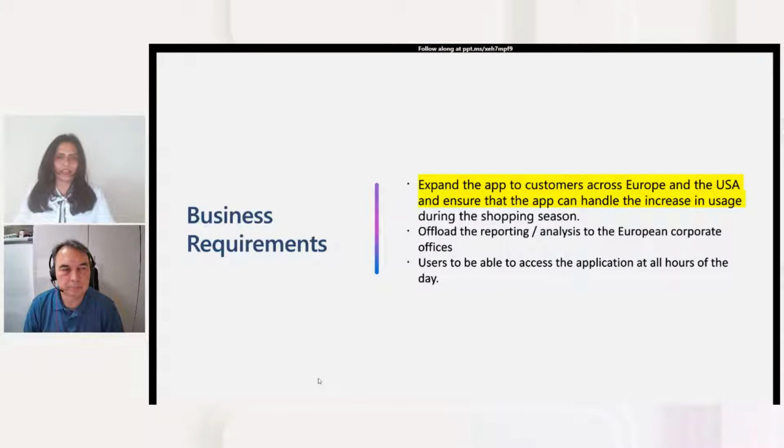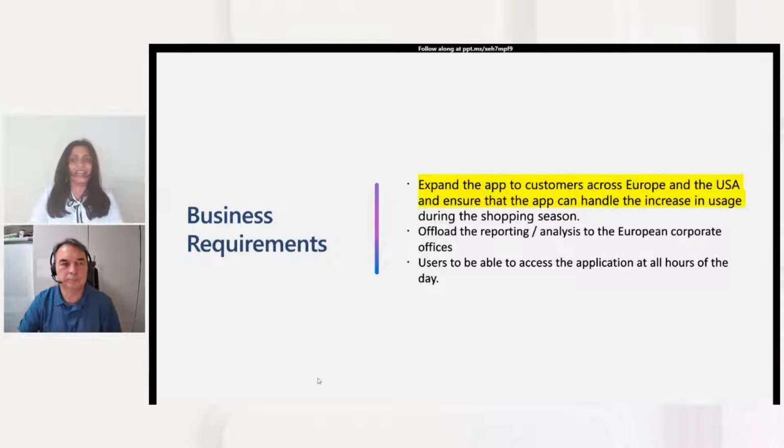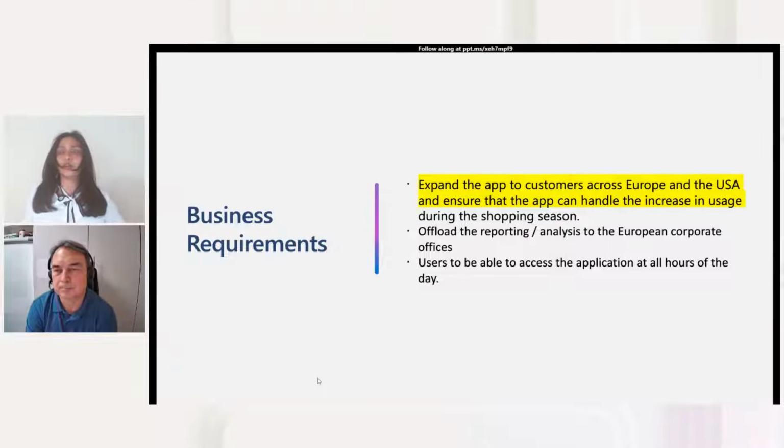The requirements that they have are the ability to expand the app to customers across Europe and the USA. They want the app to handle any increase in usage, especially during the shopping seasons. Then they also have their European corporate offices, and they want to offload their reporting and analysis workloads to the European corporate offices.